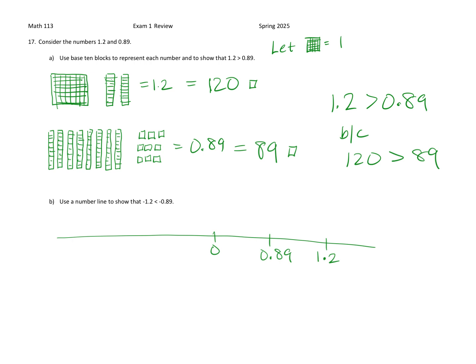And now I can put the negatives on by reflecting over 0, opposite direction. So this one would be negative 0.89. And then over here would be negative 1.2. And we can see that negative 0.89 is to the right of negative 1.2 on the number line, so it is bigger.